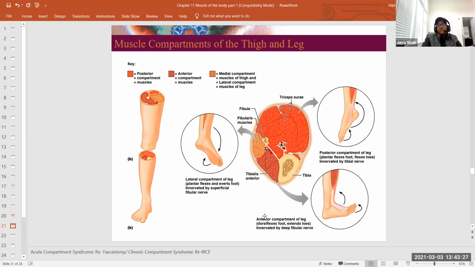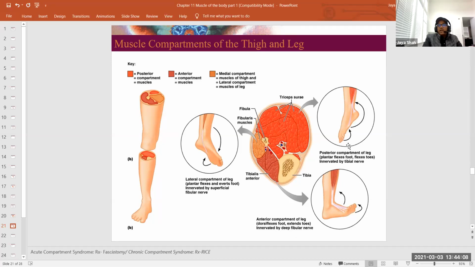Now the same actions. If you understand the concept of what kind of muscles are in the anterior and posterior, these things will not be hard to remember. So the posterior compartment of the leg, when it contracts, brings action at the ankle joint. The posterior compartment plantar flexes the foot and flexes the toes, and it is innervated by the tibial nerve. Whereas the anterior compartment of the leg dorsiflexes the foot and extends the toes, innervated by the deep fibular nerve.